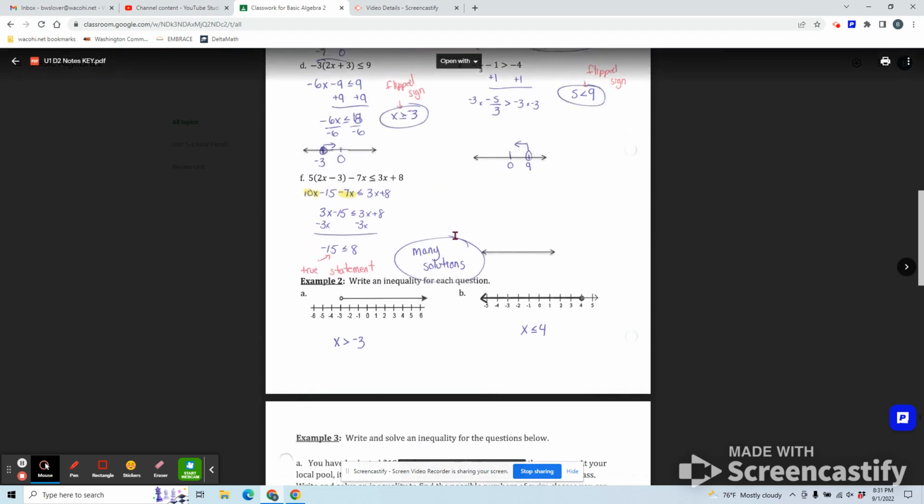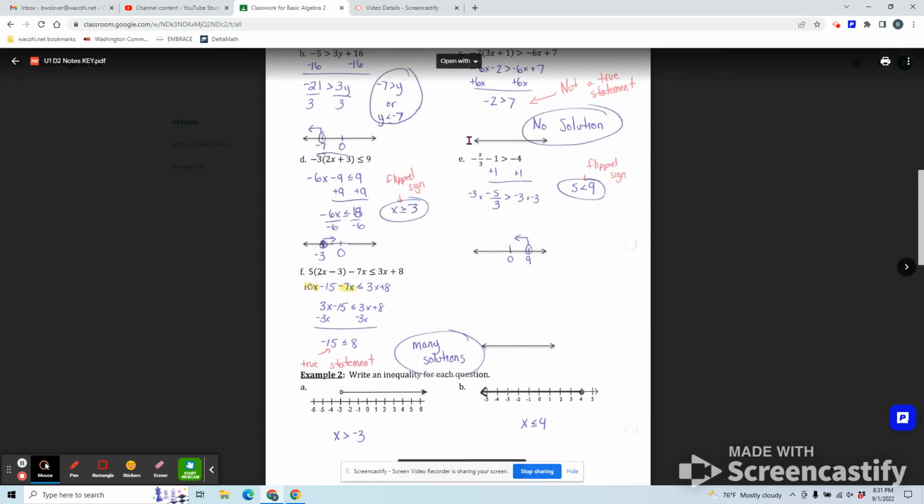So the big takeaway from this lesson, we're still solving. We've solved before, but the only difference is now we can have an answer that says no solution or one that says many solutions.